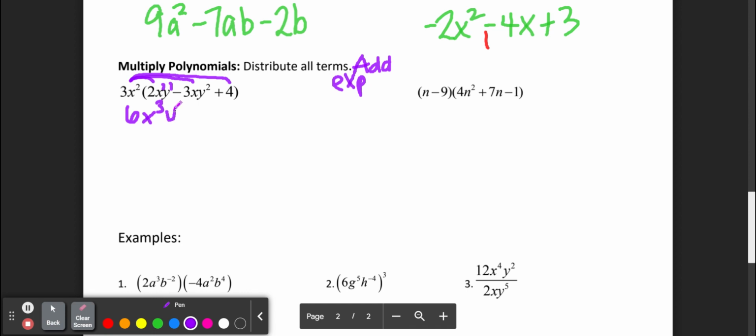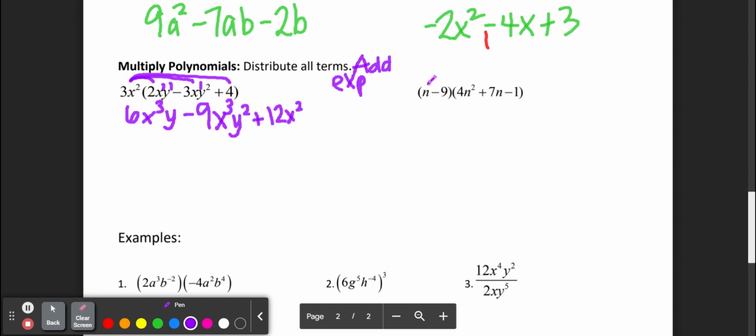And then there's no y to add to, so the y just comes down. Minus 3 times 3 is 9. X again is going to add together. 2 plus 1 is 3. And then the y doesn't have anything to add together, so it just brings down the y squared. Plus 3 times 4 is 12. And there's nothing to add with the x squared, so the x squared comes down. Okay, so we multiplied our whole numbers. We added our exponents.